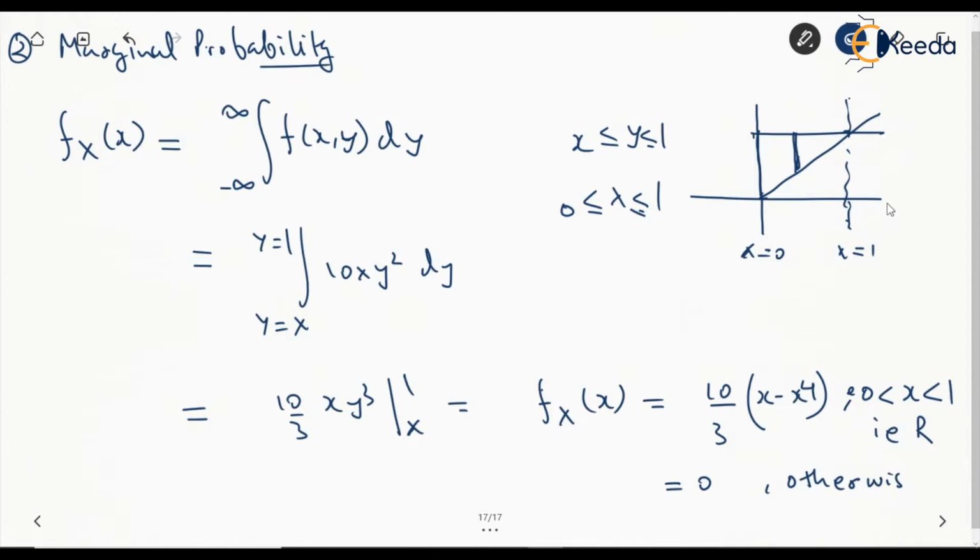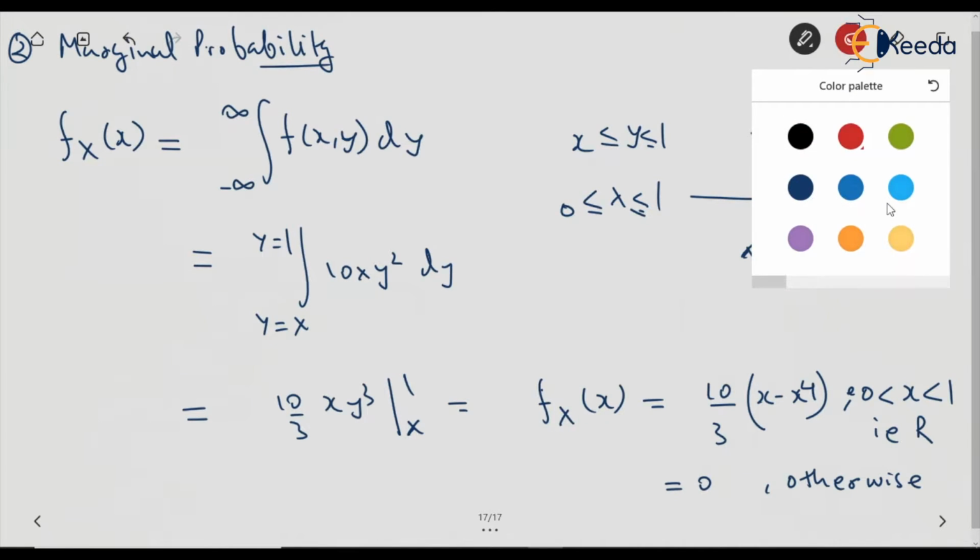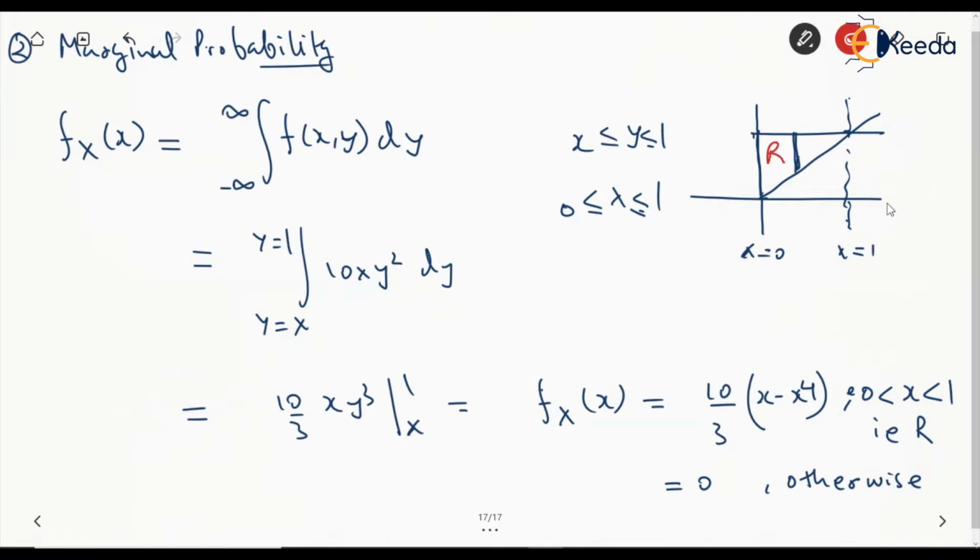So apart from putting the values of y, we have to also clarify that this function is defined in this region R we were talking about, right? If the value exceeds, it will be out of this region, so we don't want that. Secondly, so this was the marginal probability of X.